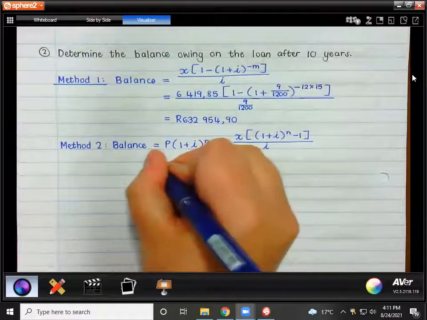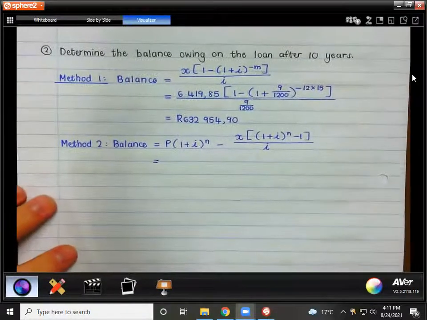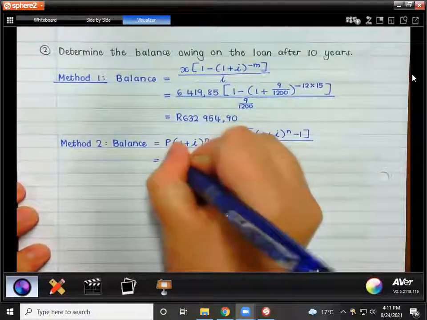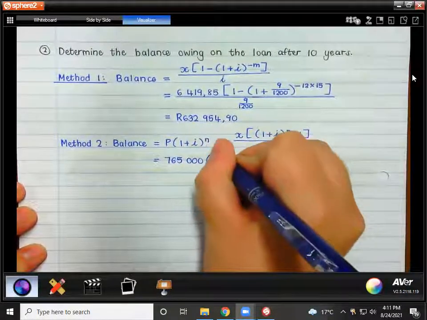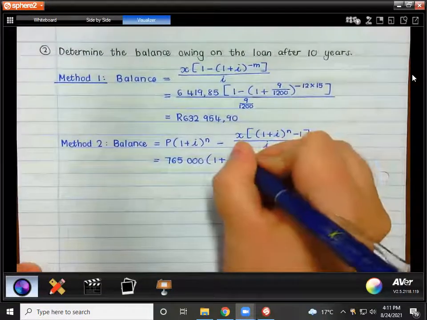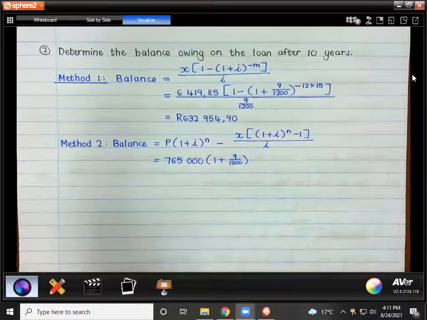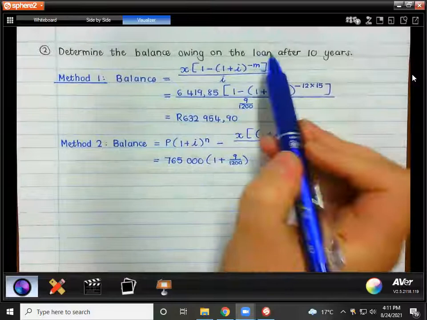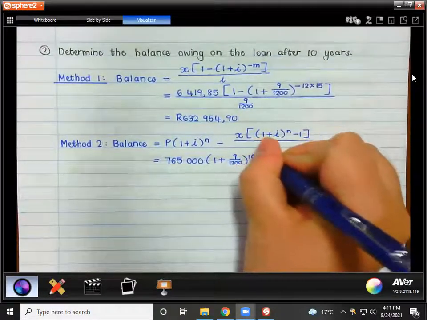What was this again? It was 850 minus 85, which is 765. Can't even do that in my head. Wow. Thank you. All right, 1 plus 9 over 1200. And now our n is after how many years? After 10 years. So that's what we use. So we're going to do 10 times 12.